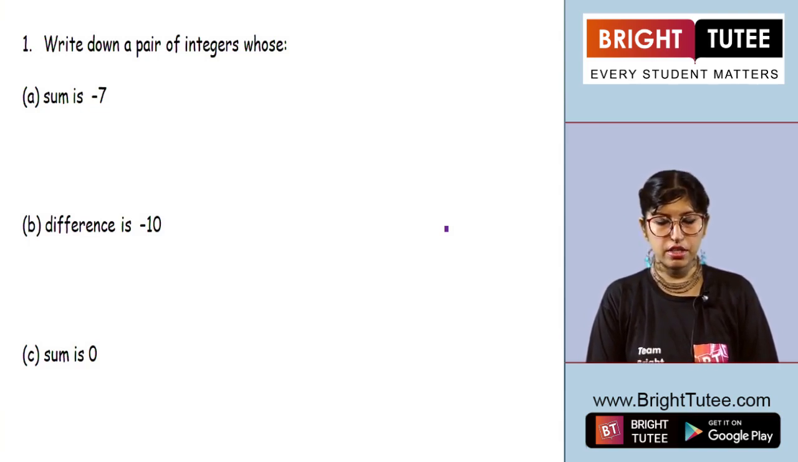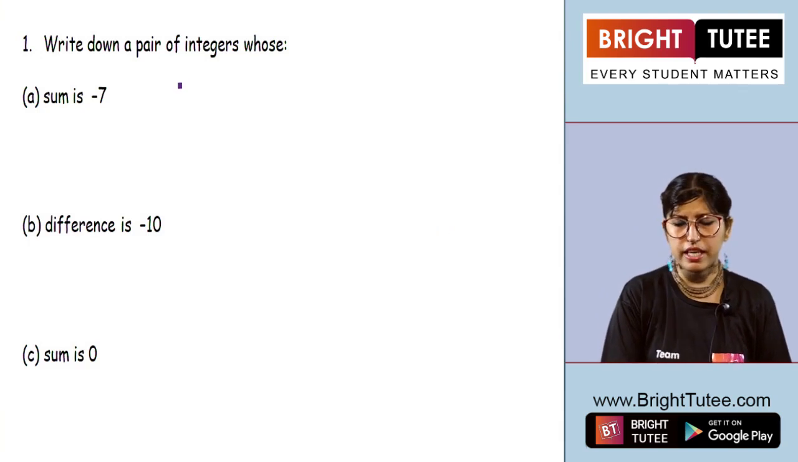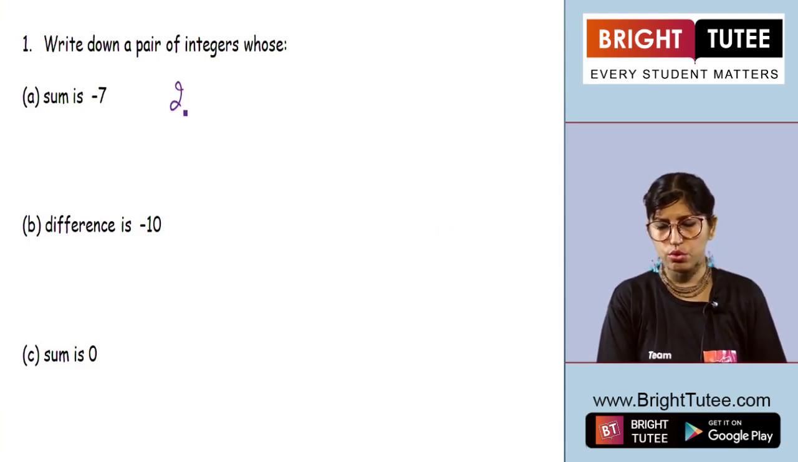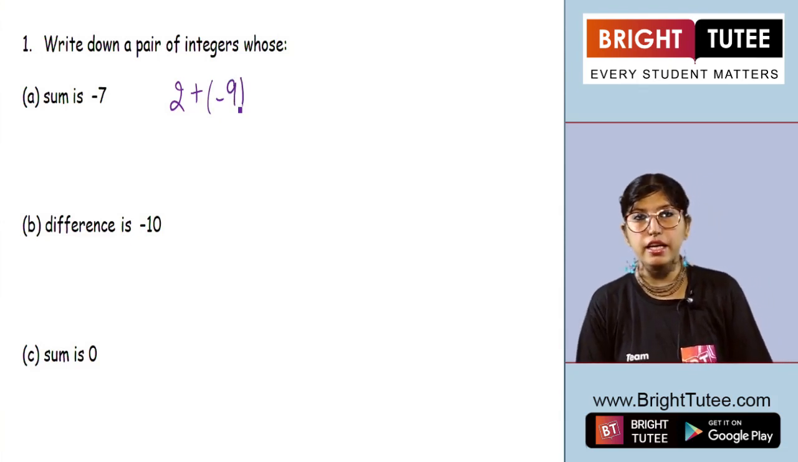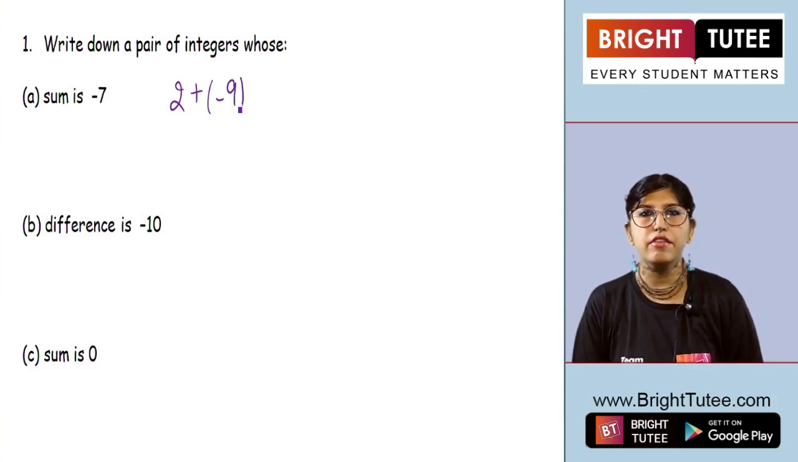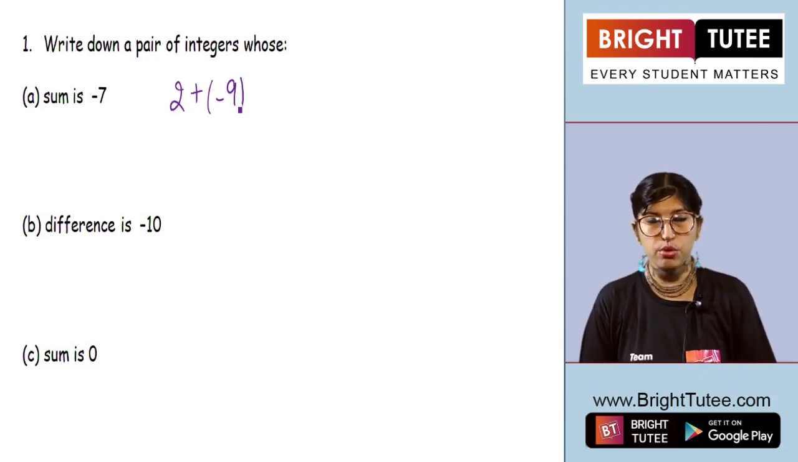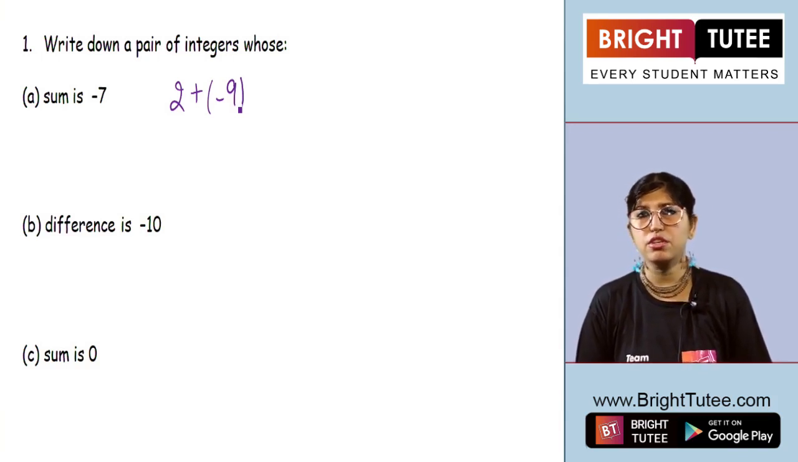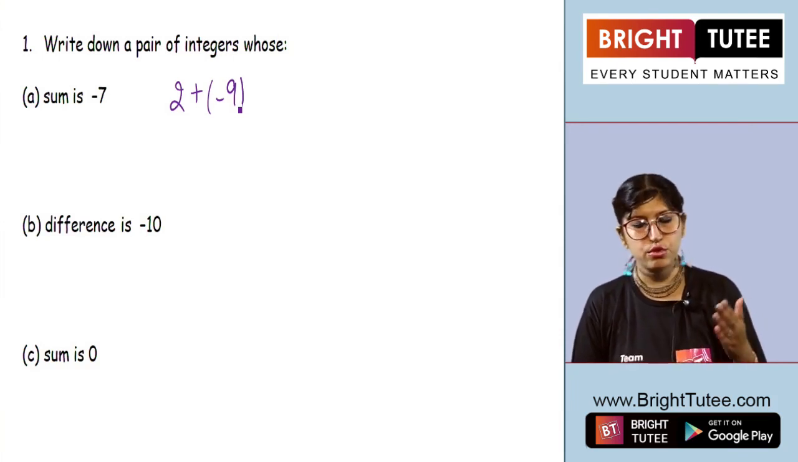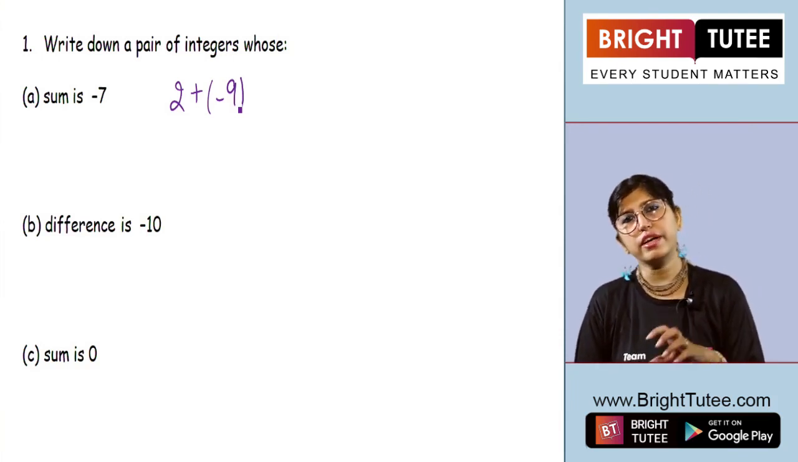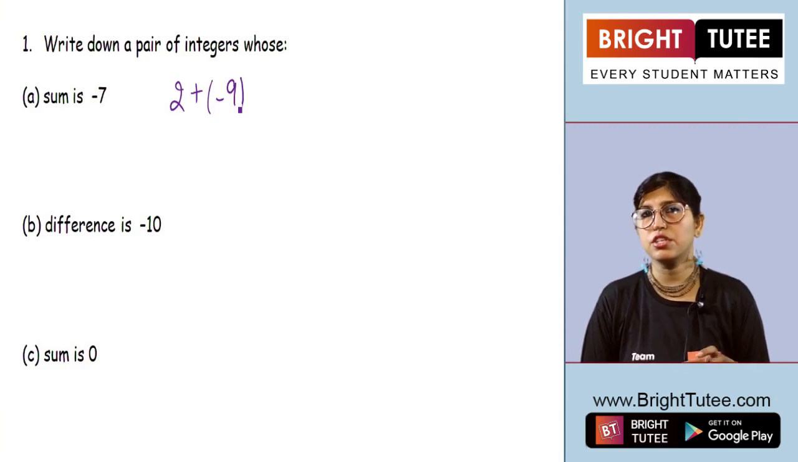Okay, so let's say we need the sum to be -7. I can take any number, let's say 2, and I need the sum, so I can take the next number as -9 to make it -7. So this could be one of the pairs of integers, and we discussed it in an example as well. You can take any first number, then write down the sign of the sum, and then to find the final answer you write down the other integer accordingly.